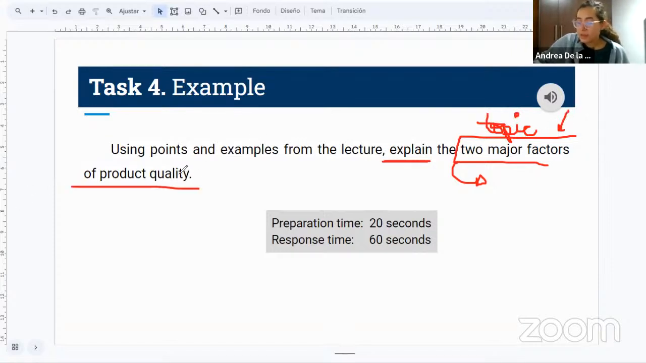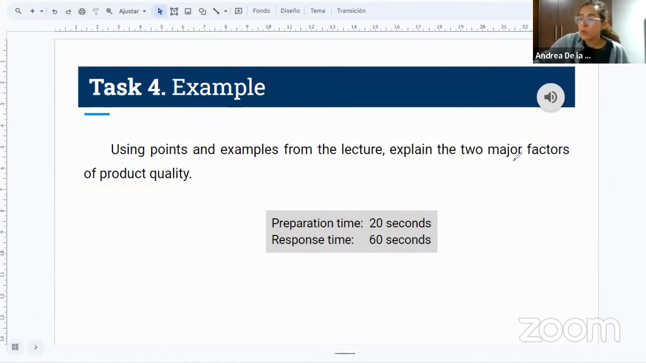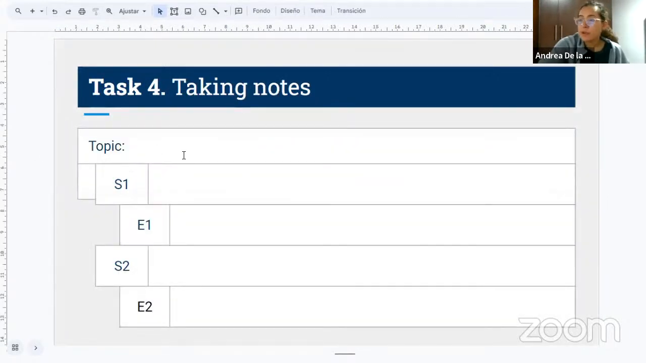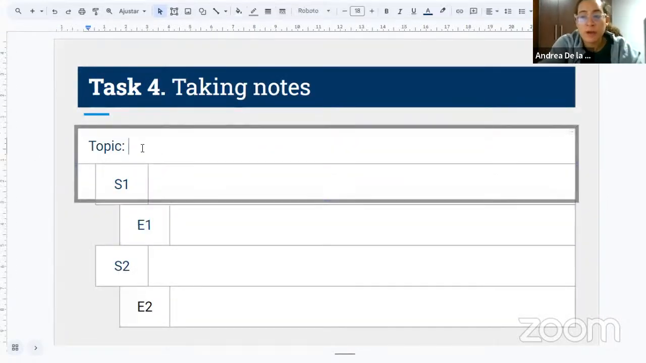So if you want, you can take notes about this. As soon as you get the question, maybe you can write it down if you want, but you don't need to, because the question won't disappear. It will be on your screen when you're speaking. So you can just read whatever you have in the question. Okay? That is really important. Again, the topic in this case was the two major factors of product quality. So we're going to write that down. Two major factors of product quality, that was the topic.